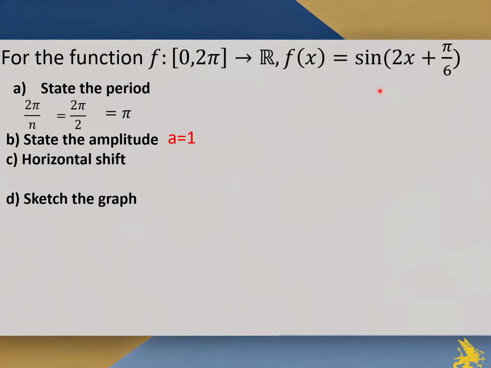We've got a horizontal shift. Now, in this case here, what does x need to be? It needs to be negative pi over 12. In this form, if you want to truly see the horizontal shift without doing any calculations, just factor out the 2 and rewrite it, because this would then be 2 in brackets x plus pi over 12.